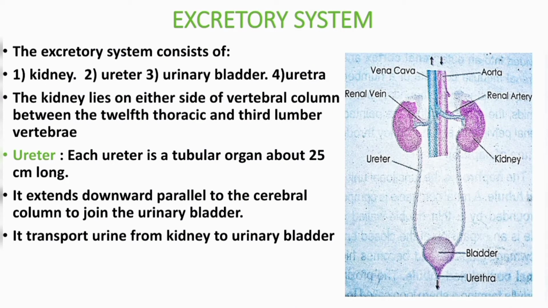Excretory system. The excretory system consists of four major organs: the kidney, ureter, urinary bladder and the urethra. First of all, we learn a little about them so that you can know what these parts are and what they do, so that you can understand clearly when we learn them in detail. So the first part is the kidney.